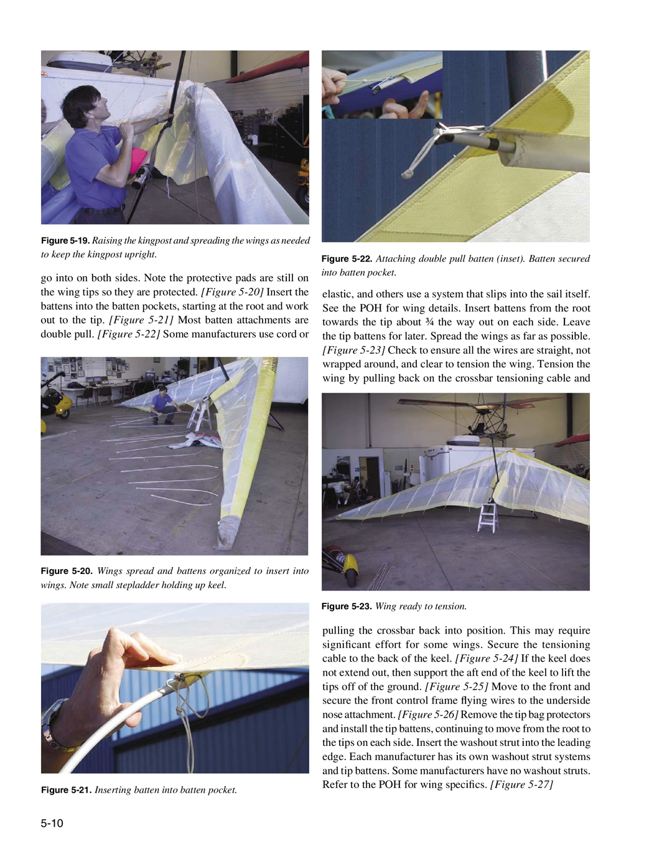Figure 5.26, remove the tip bag protectors and install the tip battens, continuing to move from the root to the tips on each side. Insert the washout strut into the leading edge. Each manufacturer has its own washout strut systems and tip battens. Some manufacturers have no washout struts. Refer to the POH for wing specifics. Figure 5.27.